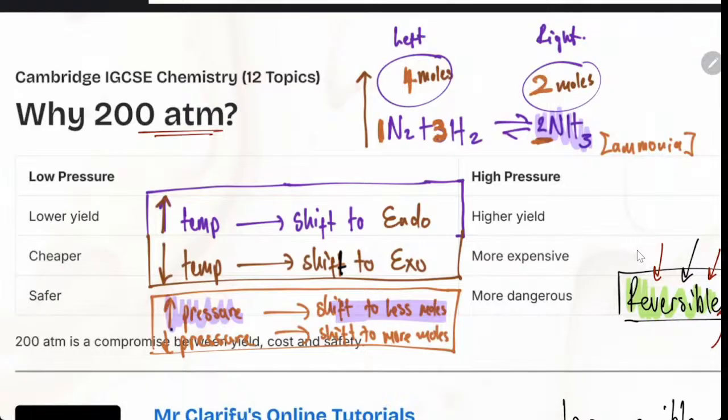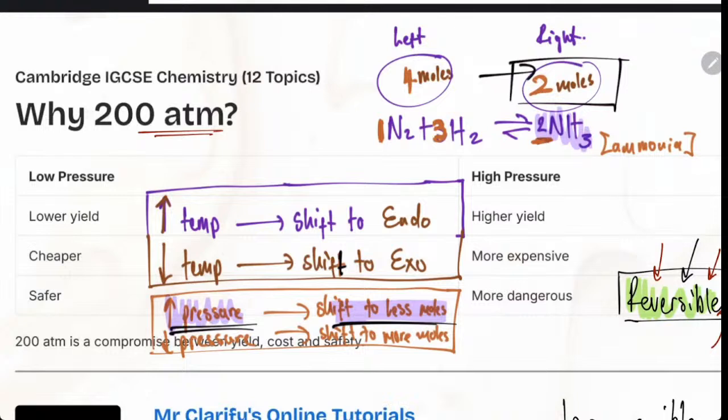Here now, for pressure, it is easy. You just increase it. If you increase it, it will go to less moles, which means equilibrium will shift to the right. So increasing the pressure will make the equilibrium shift to the right, where there are less molecules or less moles, and thus produce more ammonia.